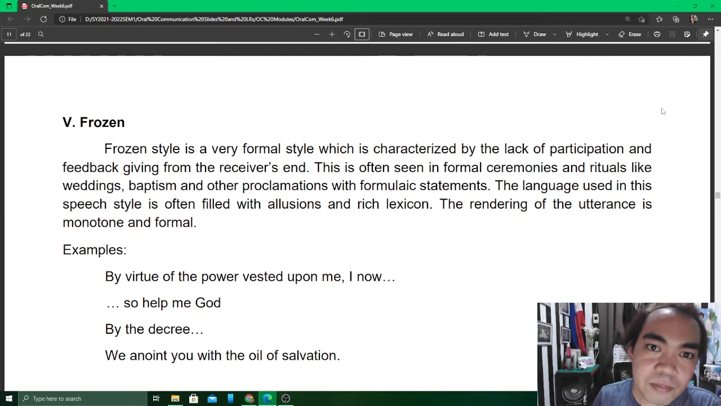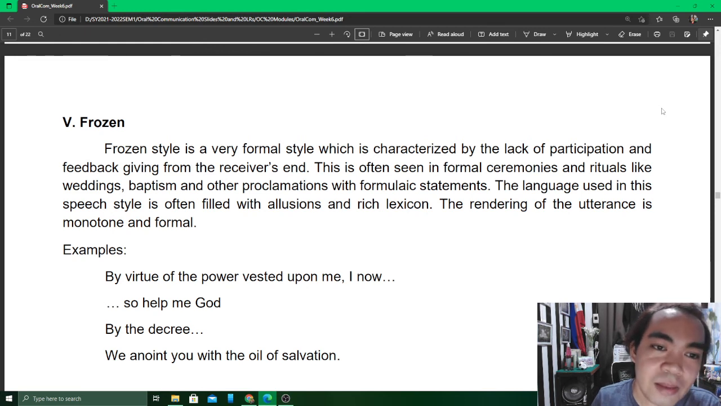The best example that we can consider for frozen are manuscripted and formulated speeches given in ceremonies. Like, for example, ang panatang makabayan. That is already a frozen style. Why? Because it has already been established there and has been repeated over and over again.